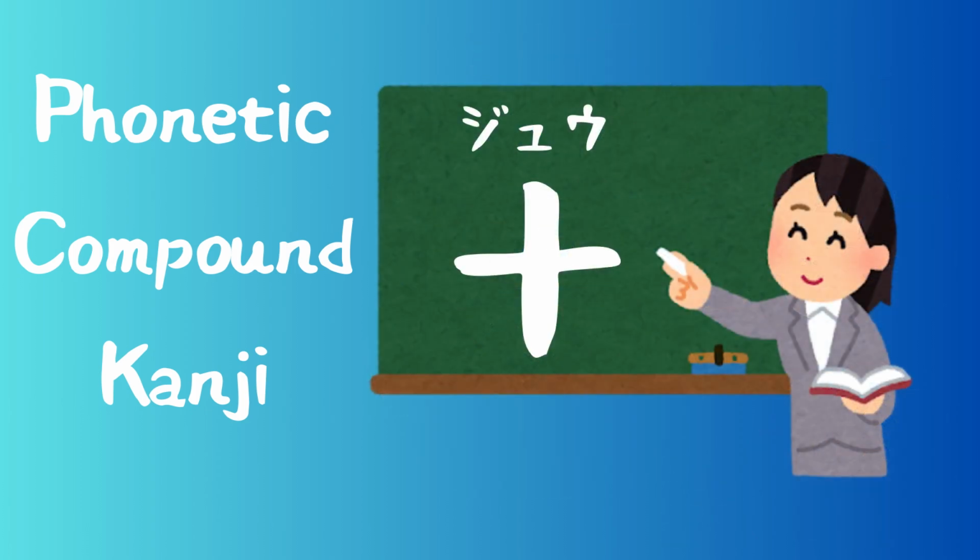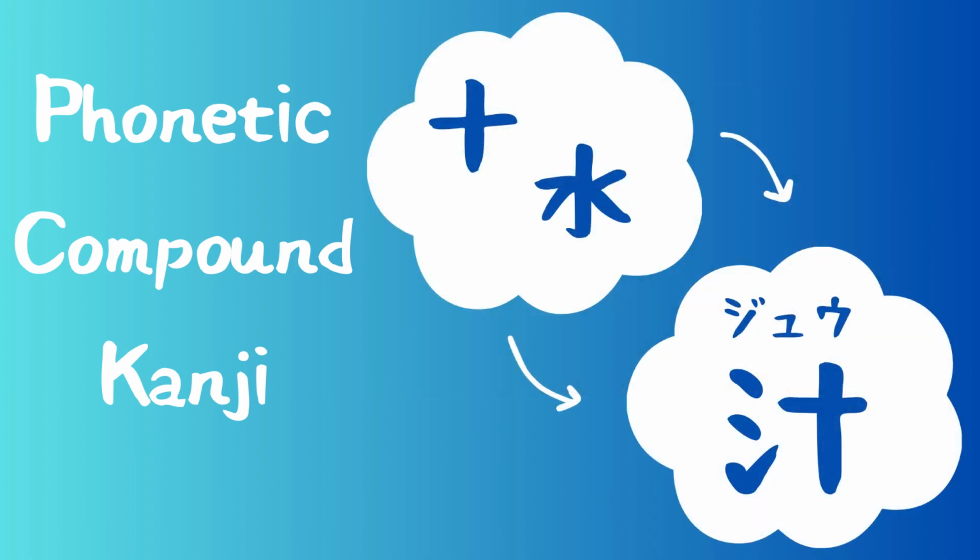The character for 10 demonstrates this clearly. Pronounced ju, it originally meant needle in Chinese. When ju is combined with the sanzui, the kanji for broth is created. It is pronounced ju, while the meaning does not have anything to do with the number 10 or needle.